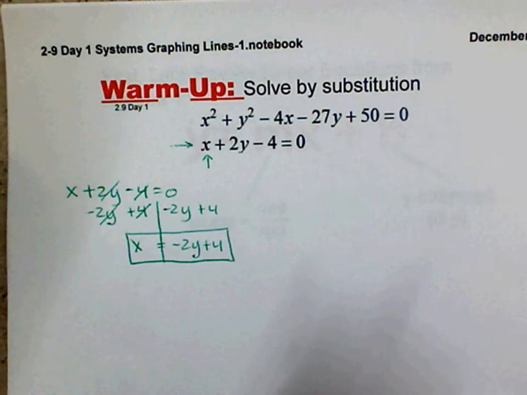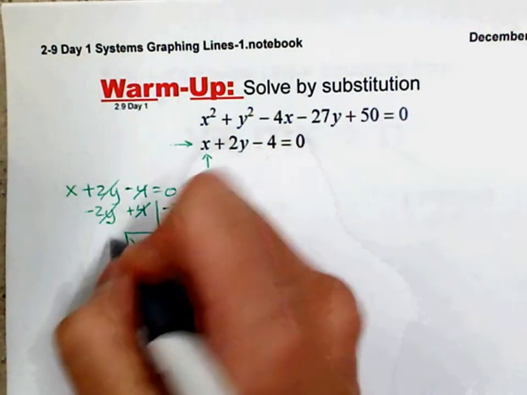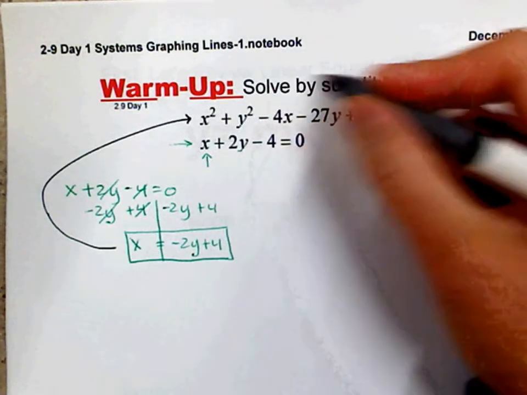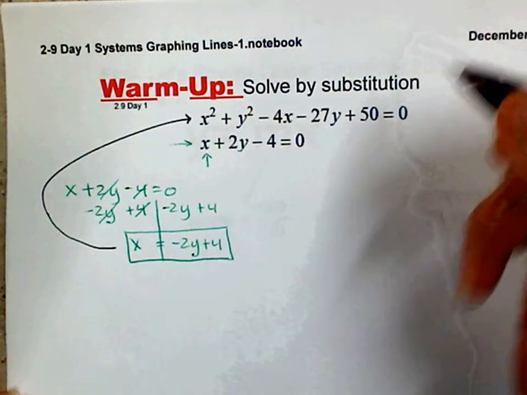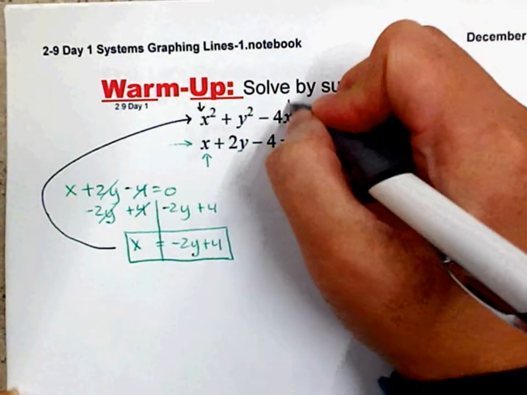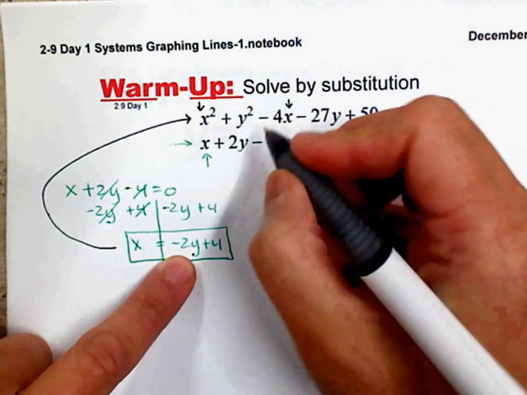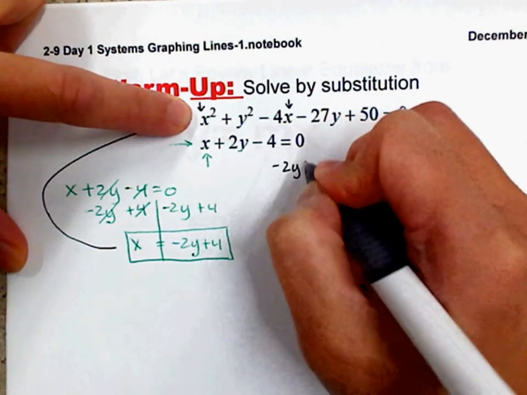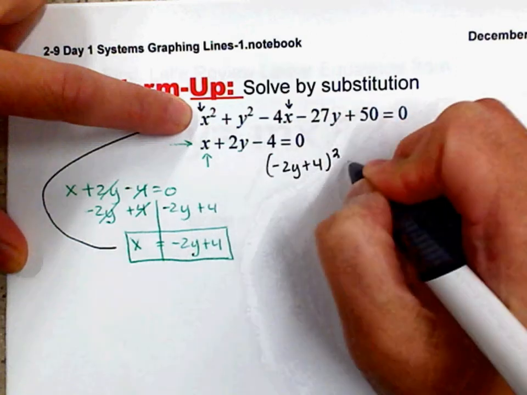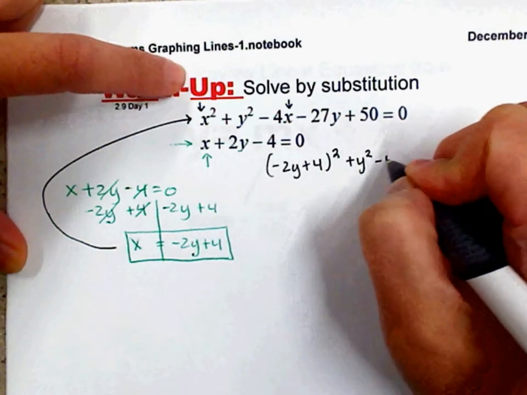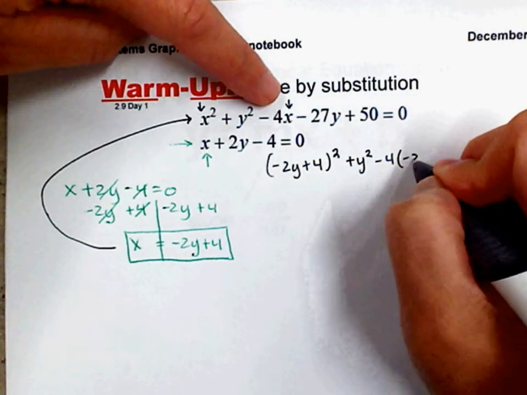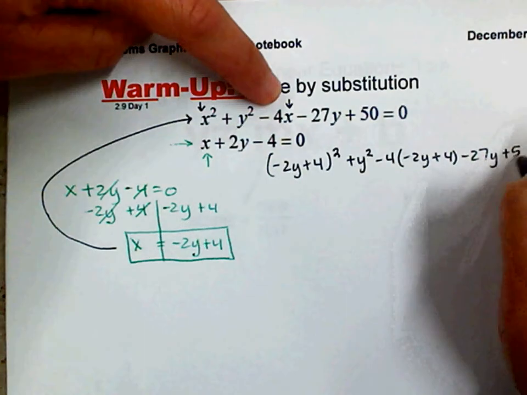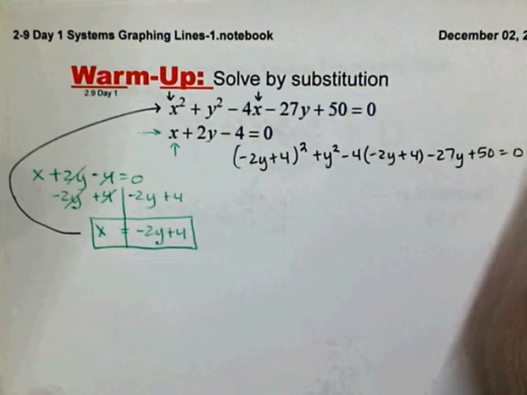So now you're going to take this and you're going to substitute wherever you see an x in the other equation, because we want x and y to satisfy both of them, and that's why it's called a system. So wherever you see an x, you are going to substitute negative 2y plus 4. So here's your x squared. So you'll have negative 2y plus 4 squared plus y squared minus 4 times negative 2y plus 4 minus 27y plus 50 equals 0. Okay? Let me move that over.